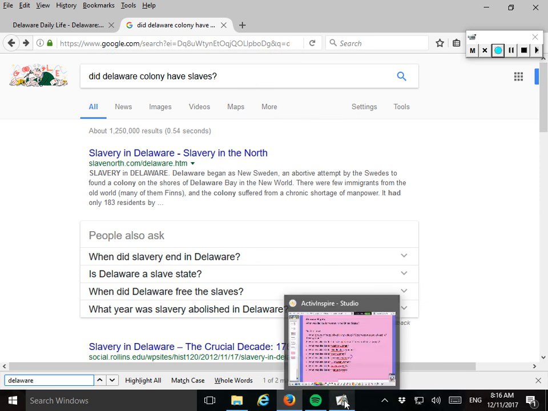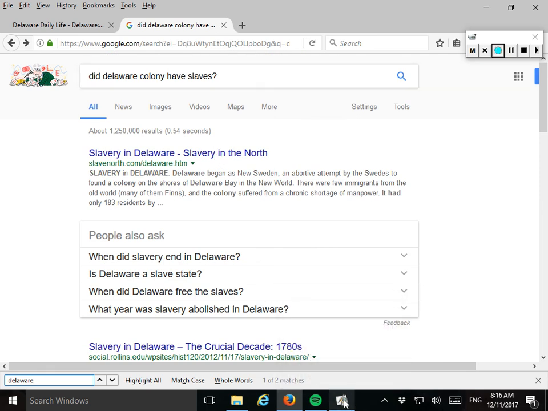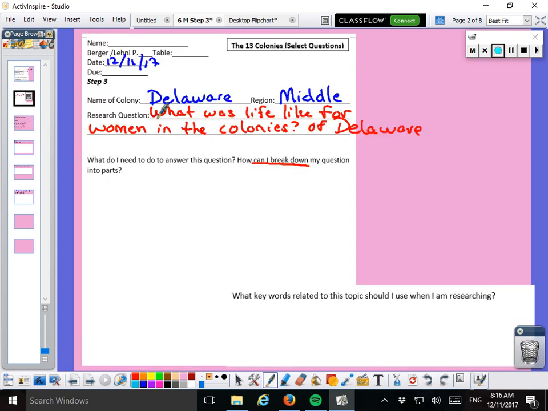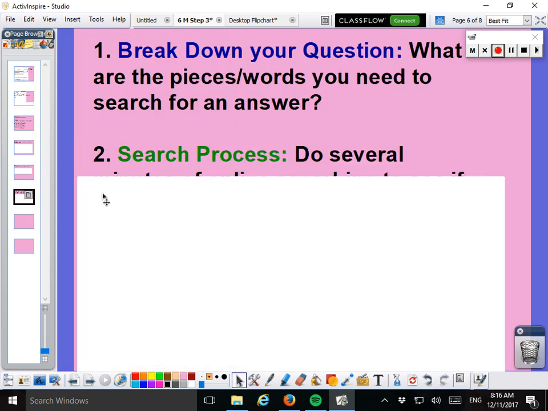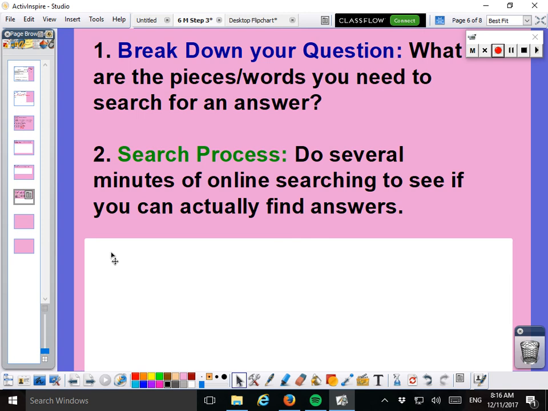My knowledge about Delaware is that Delaware is part of the middle colonies. So I might actually go back to my original question of what was life like for women in the colonies of Delaware and change it to the middle colonies. So instead of just searching about Delaware specifically, I might have to search about Delaware as part of the middle colonies. So what you're noticing is that I'm moving into step number 2, which is the search process. I'm doing several minutes of online searching to see if I can actually find answers, but I'm also having to make some decisions and choices to refine my search or to broaden my search.